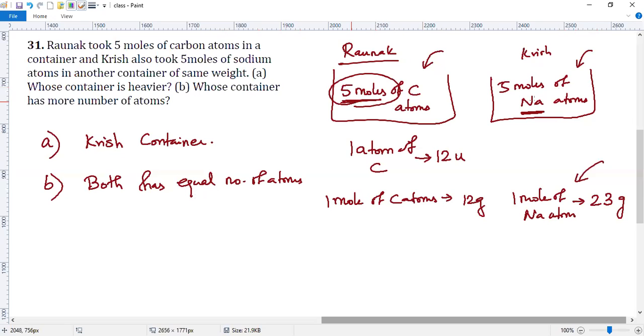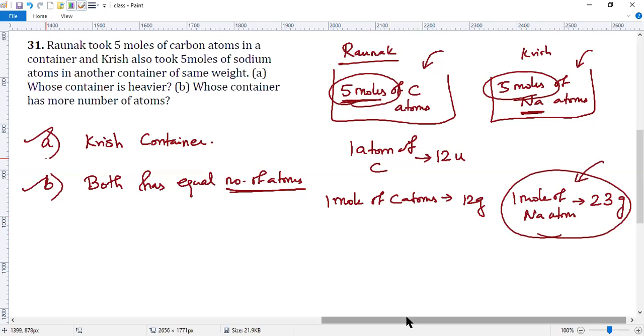5 moles is 5 moles, so number-wise it's the same. Both have an equal number of atoms. Mass-wise there is a difference. Sodium atoms are heavier compared to carbon atoms. So the container with 5 moles of carbon atoms will be less heavy compared to 5 moles of sodium atoms. This should be your answer for question number 31.